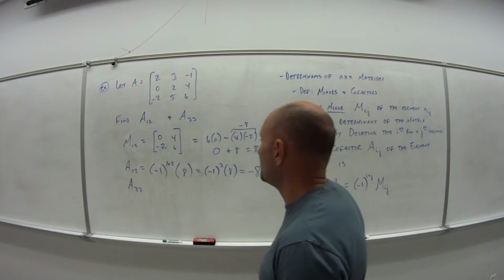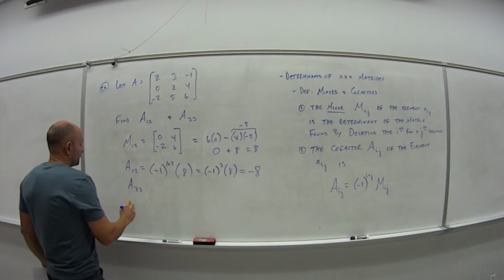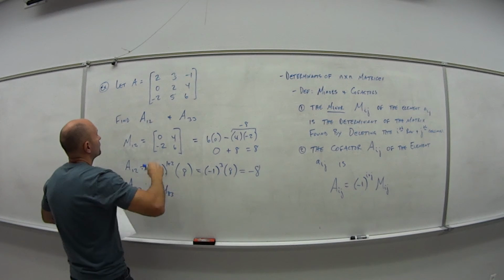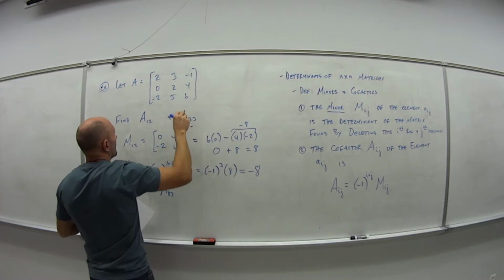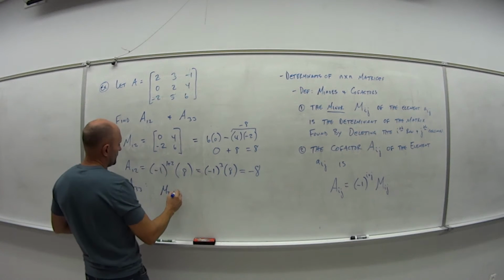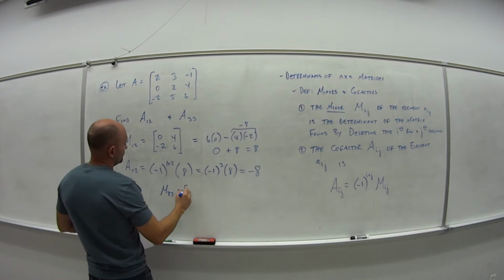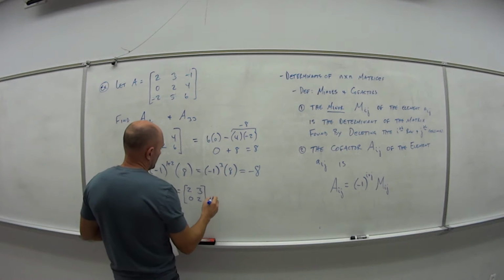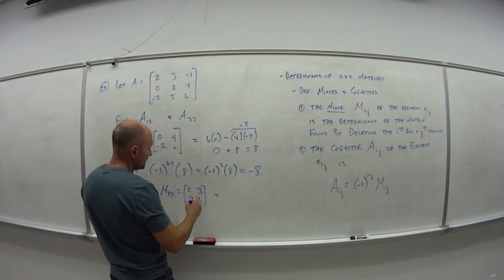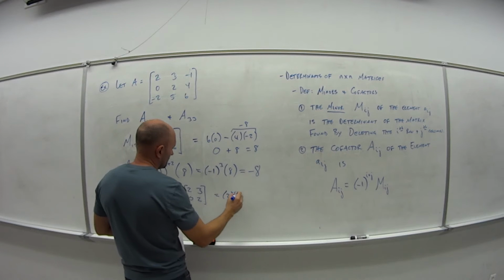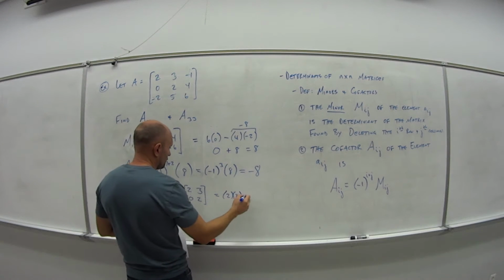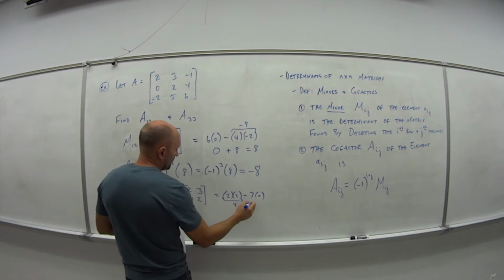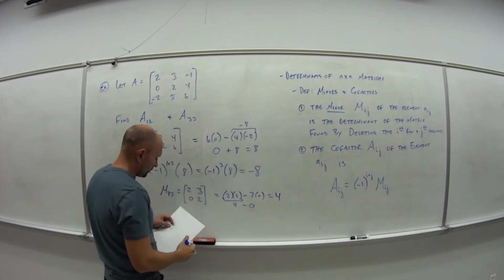All right, hopefully you gave it a shot. So first thing we need is M33. If I cross off row 3, column 3, that gives me the matrix 2, 3, 0, 2. So the determinant of that is 2 times 2 minus 3 times 0. So this is 4 minus 0, which is 4.